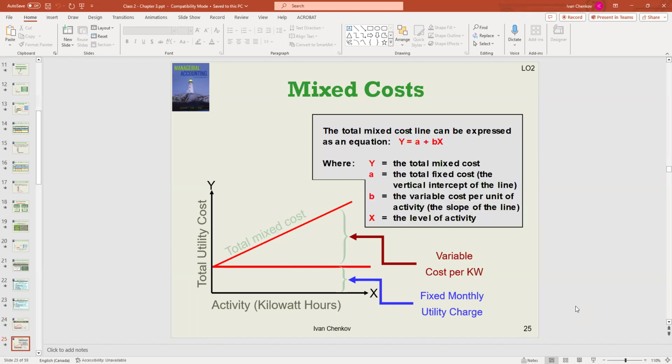In this case, we can draw the line and we can draw the formula that the total cost is always equal to the total fixed cost plus total variable cost. But the total variable cost is equal to the number of units that you're using times the cost of the unit.